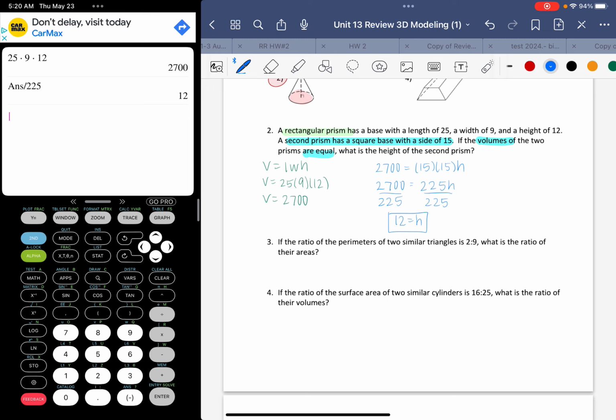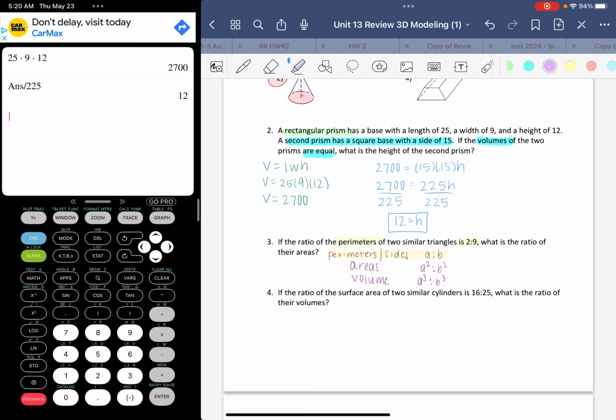All right, number 3 and number 4 all have to do with the idea that if the perimeters or the sides are in the ratio A to B, areas are in the ratio A squared to B squared, and volume is in the ratio A cubed to B cubed. We talked about this in our similar triangle unit. So what they are giving us right here is the perimeters in a 2 to 9 ratio. So they're giving us A to B.